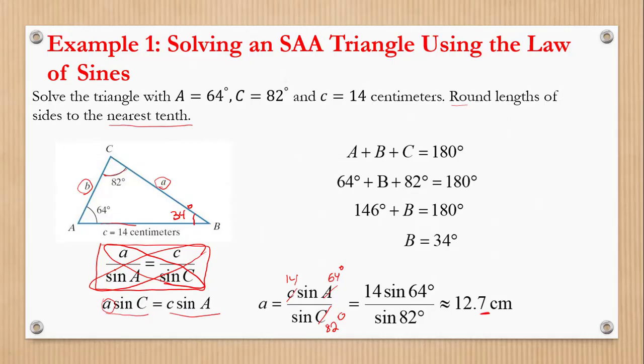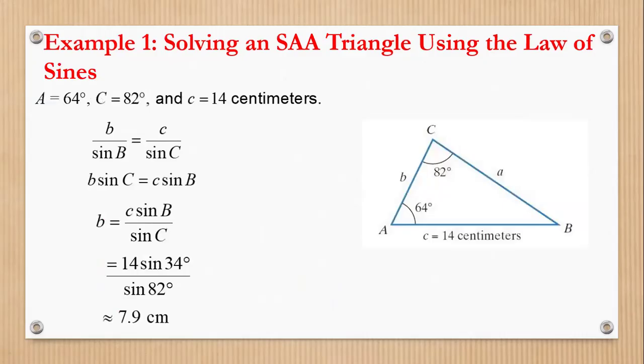Now, how do we find side B? Again, using the law of sines. Remember, even if you have two sides, you cannot use the Pythagorean theorem because that's not a right triangle. So again, you need to use the law of sines. Since side C is given to me, for sure one of my fractions is C over sine C, and I'm going to find side B, so my other fraction is B over sine B. Then isolate B by cross multiplying.